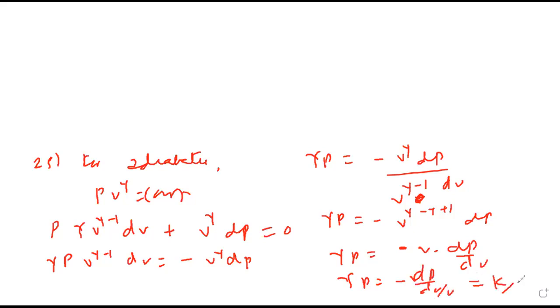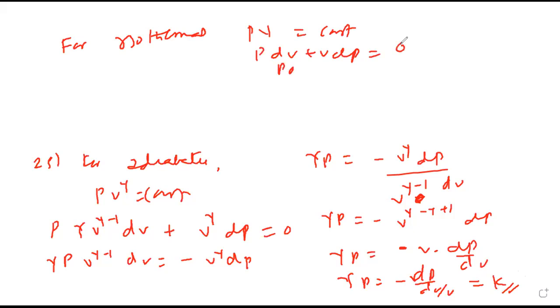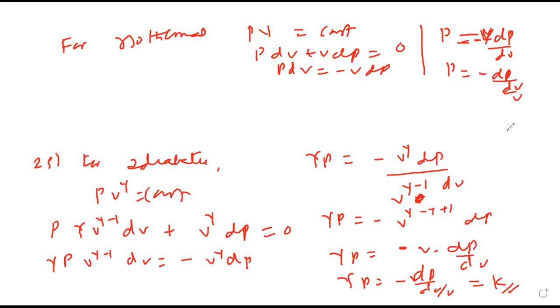So gamma P is minus of dP upon dV by V. This is called bulk modulus, and in the ratio of slopes, the division by V will cancel. And for isothermal, PV is constant. So P dV plus V dP is 0. Therefore, P dV is minus V dP. From this, P equals minus V dP upon dV. So therefore, P is minus dP upon dV by V. Therefore, P is again bulk modulus only.